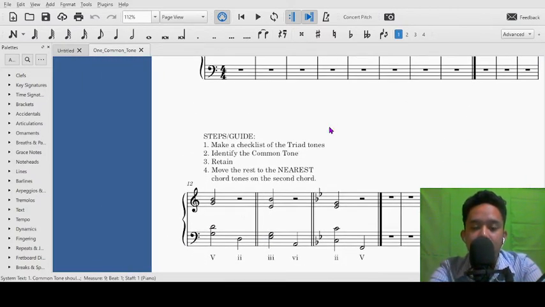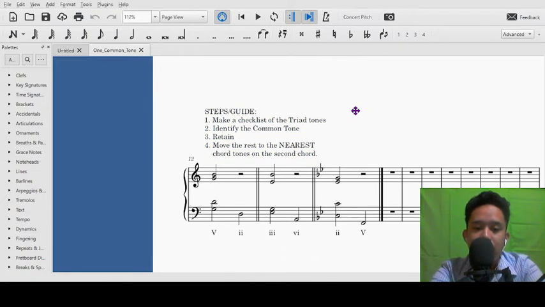Before we proceed to our examples, let's take a look at our steps. I made these steps for us to be guided in this lesson. First, make a checklist of the triad tones. This is not necessary if you have already memorized the chord tones or you are already good at this. But for learning purposes, I included this in our guide for us to visually see what is happening.